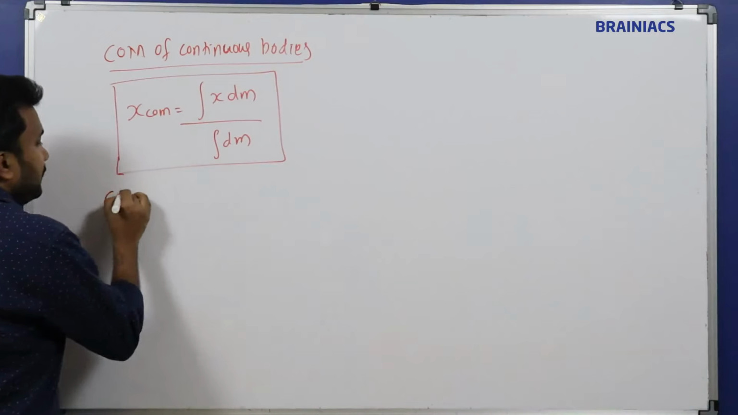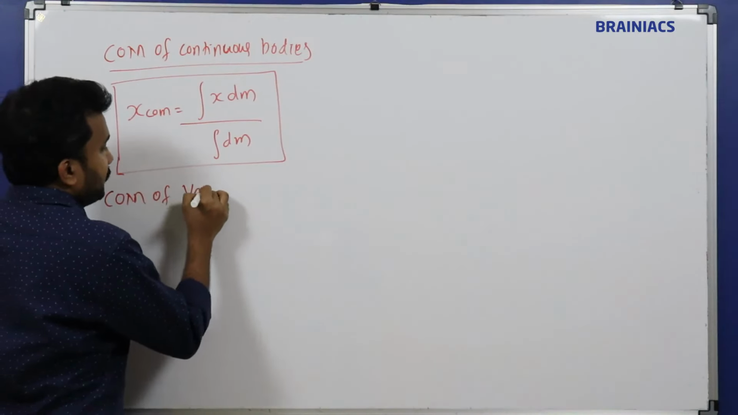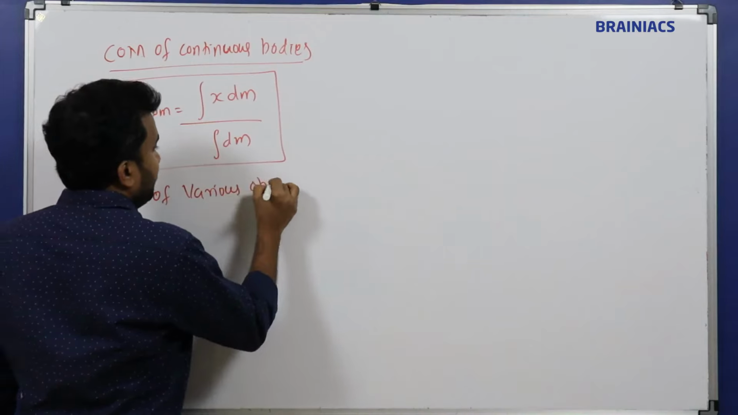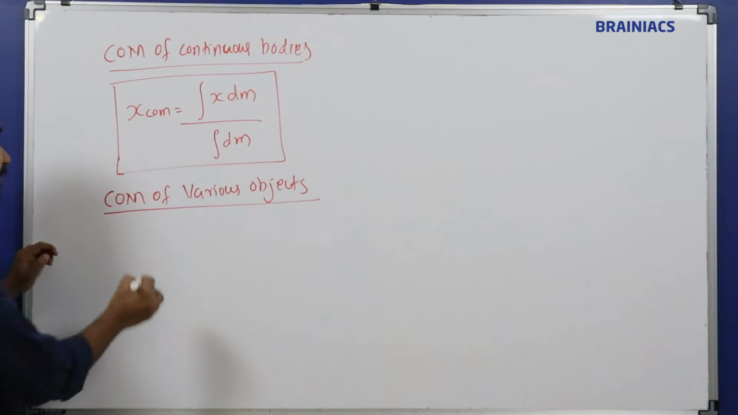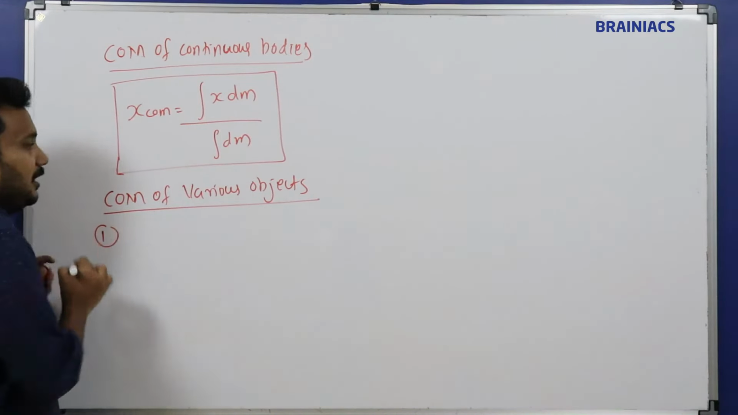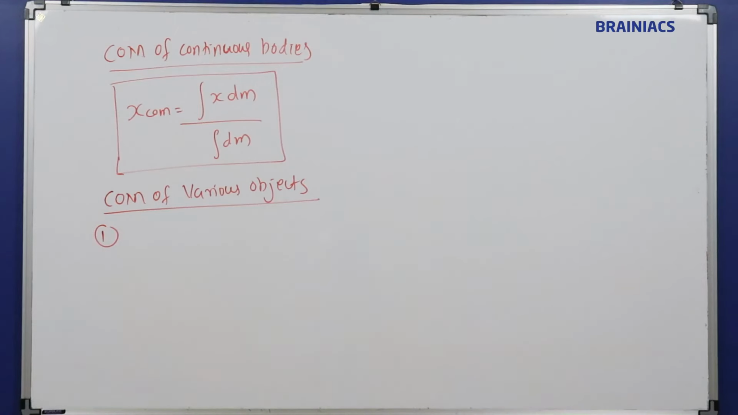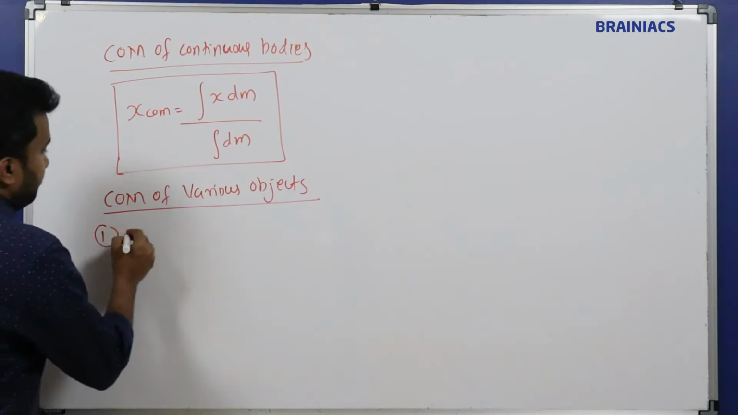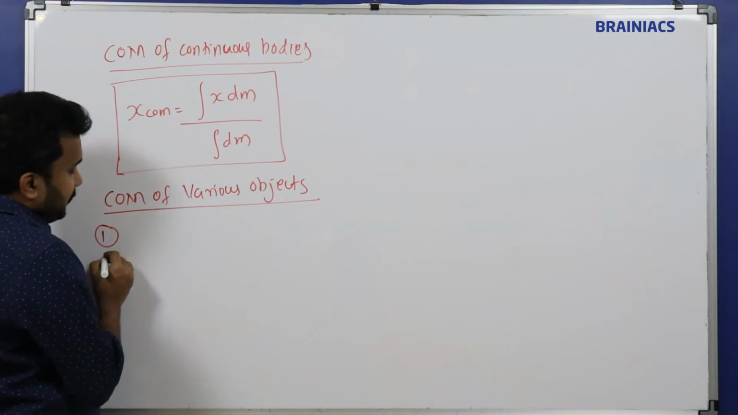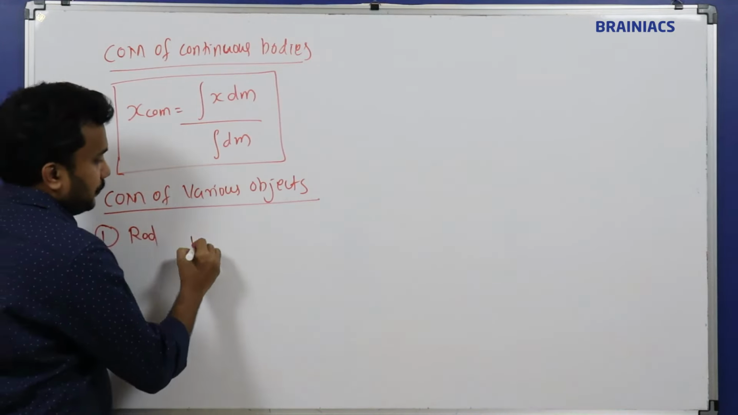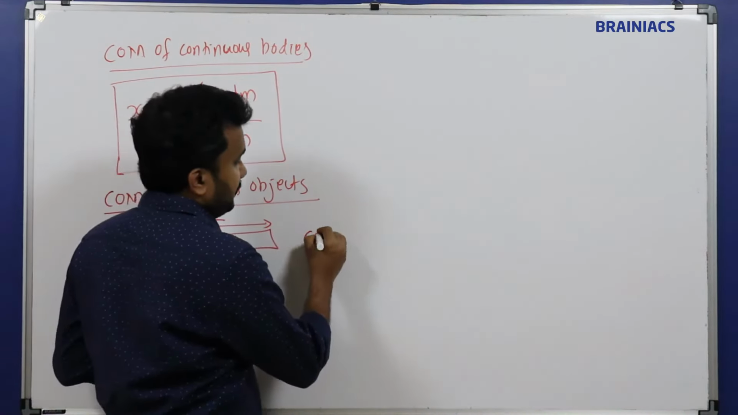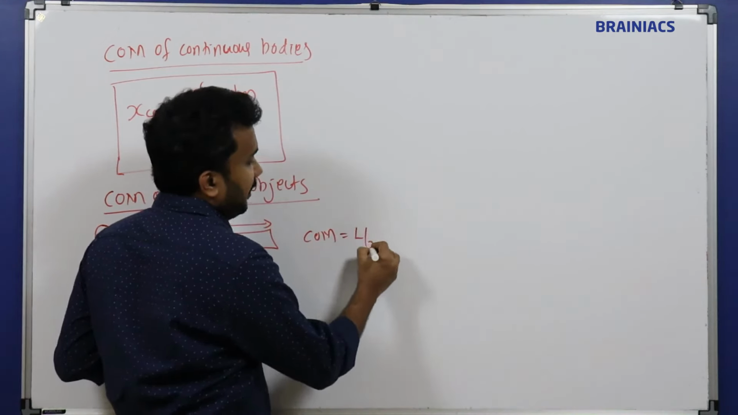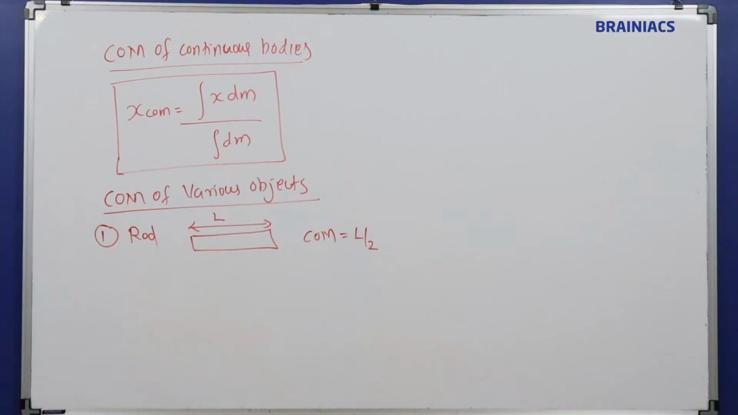So write down the heading, center of mass of various objects. In the same way we will learn one set of formulas for moment of inertia in a later topic. First, we are going to learn for different objects. The first one is a rod. We'll draw a line, a rod of length L. Then the center of mass is located at a distance L by 2. So different bodies have different center of mass criteria.